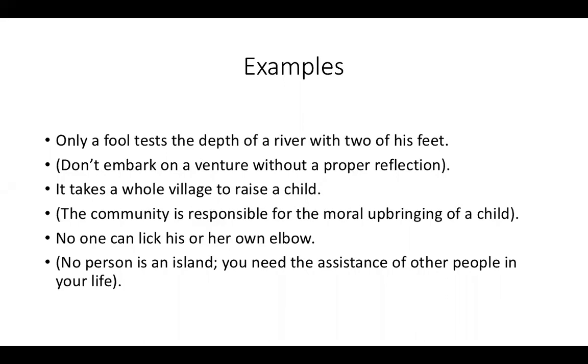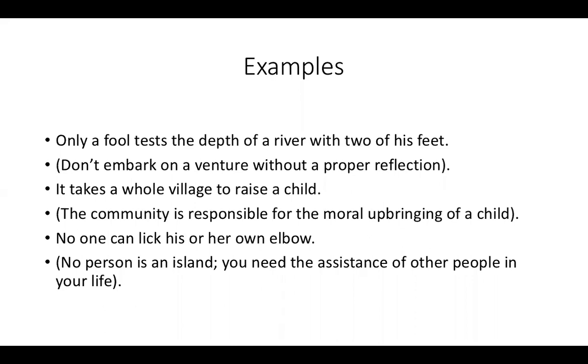The advice is don't embark on a venture without a proper reflection. So you can see that this sentence has a literal meaning. Actually, it is not wise to test the depth of a river by climbing in with two of your feet. And then it doubles up as an advice that whatever you do, you venture into it a little bit at a time so that it doesn't consume you if it goes wrong.